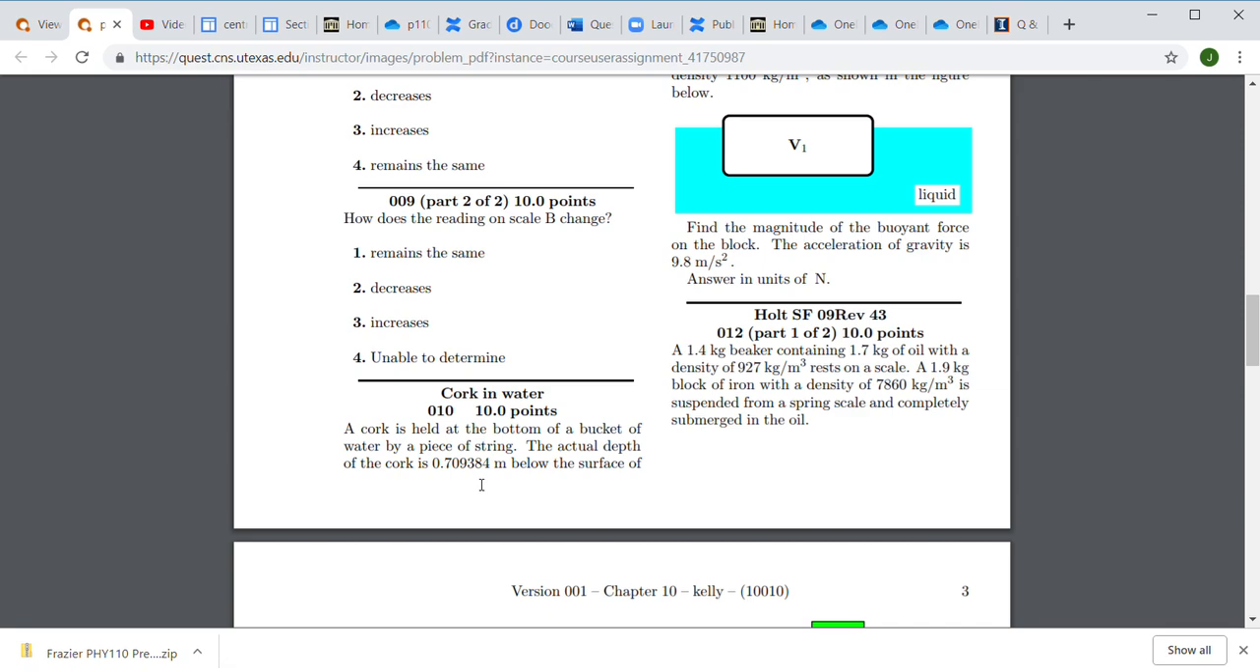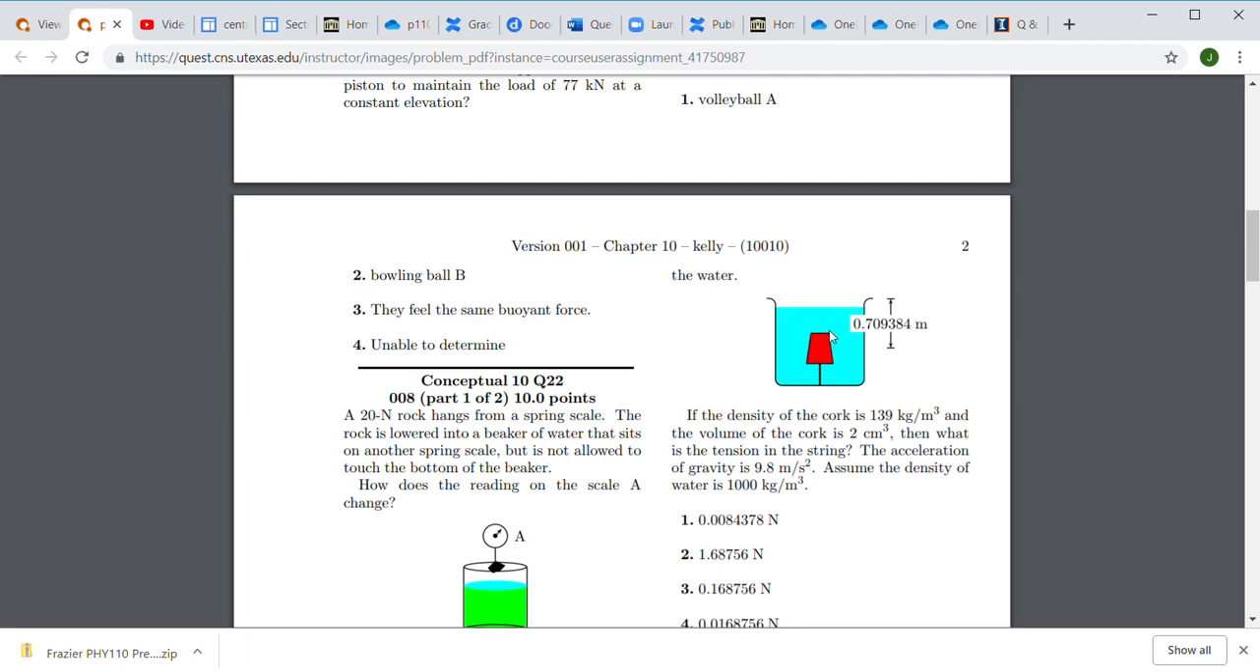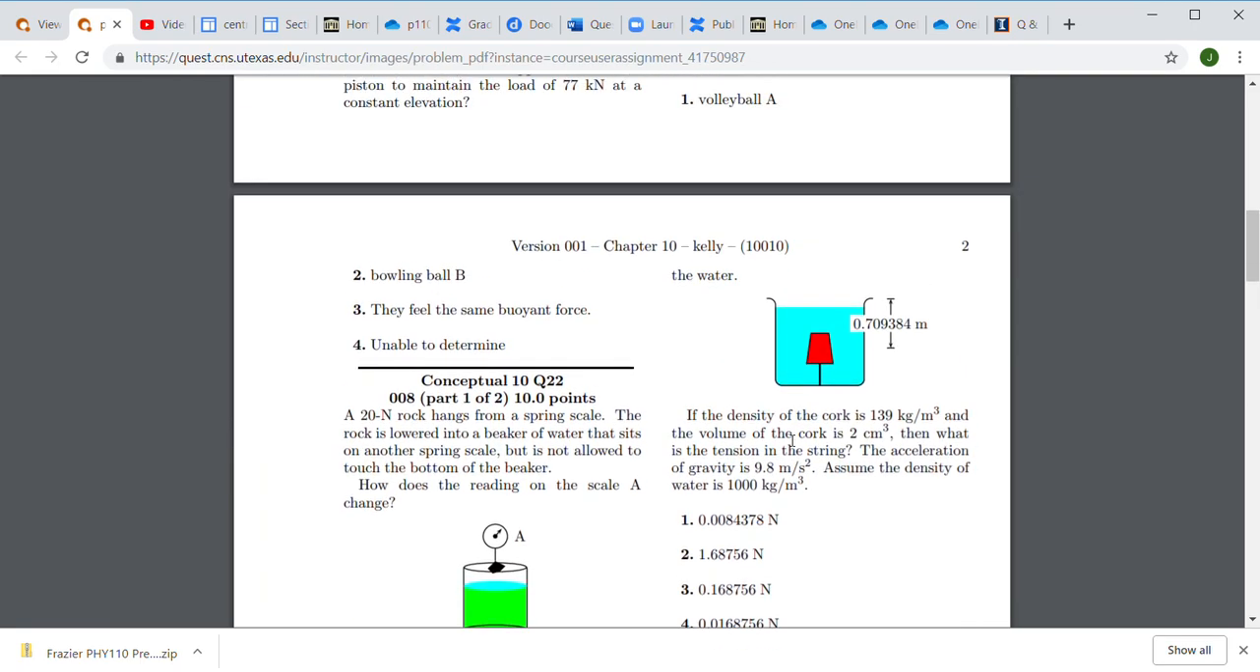Problem 10. A cork is held at the bottom of a bucket of water by a piece of string. The actual depth of the cork is so many meters below the surface of the water. So here's a picture. This cork wants to float, but we've tethered it to the bottom with a piece of string. The depth of the cork is 0.7 meters, so maybe that's the distance to the center of the cork. If the density of the cork is such and such, and the volume of the cork is also given, then what's the tension in the string?